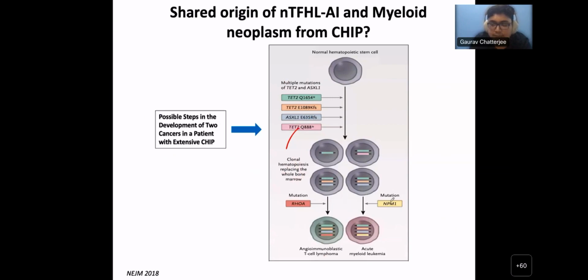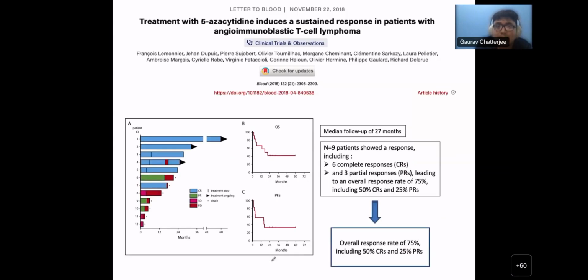So this is a CHIP-like mutation. In AML, they acquire a second mutation like NPM1 and it becomes AML, whereas in the lymph node, they acquire this RHOA mutation and it becomes AITL. Now that sounds very fascinating from a biologic perspective, right? Wow, that this CHIP can give rise to AITL. But what is the practical utility of it?